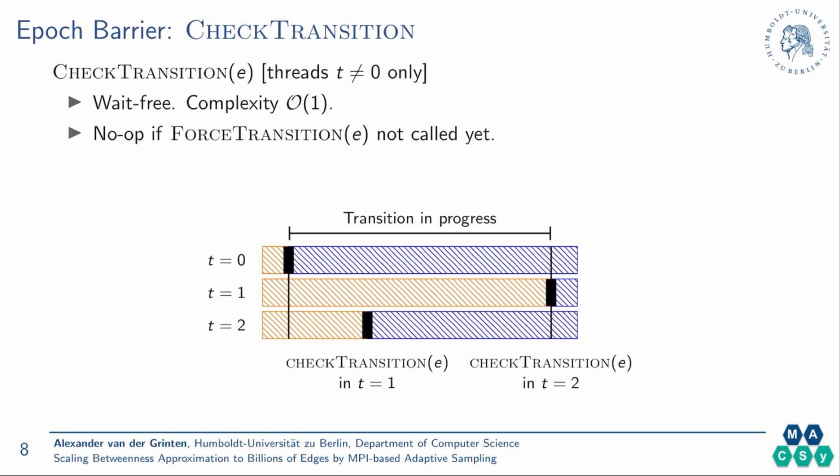If force transition E was already called, then it causes thread T to enter the next epoch, which is also called E plus 1 here. Now the crucial point is that because the operation is wait-free and constant time, the thread can just immediately continue sampling after it calls check transition E. It never has to worry about the aggregation itself or when force transition E completes on thread 0.